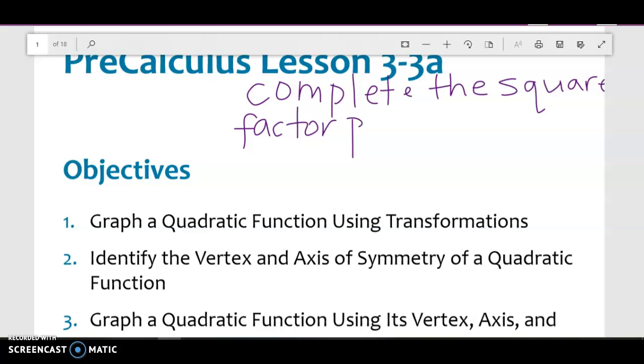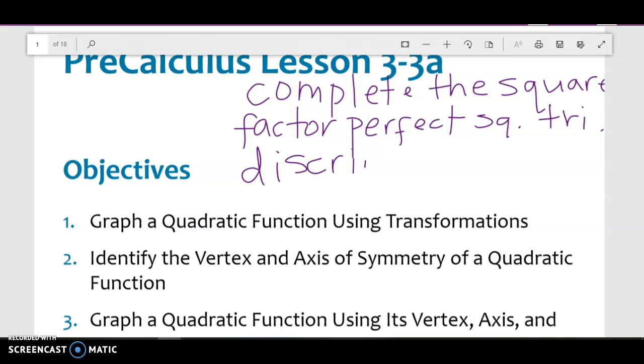So factor perfect square, abbreviated, trinomials, abbreviated. Alright, we are going to calculate the discriminant, which is going to show us the nature of solutions for a quadratic equation, and we're going to use the quadratic formula, okay?